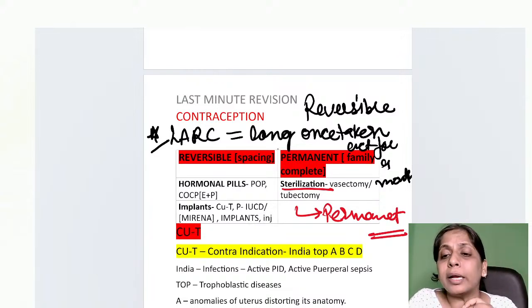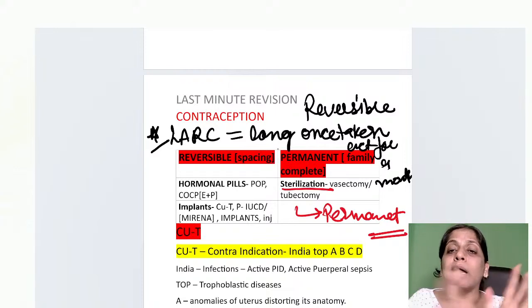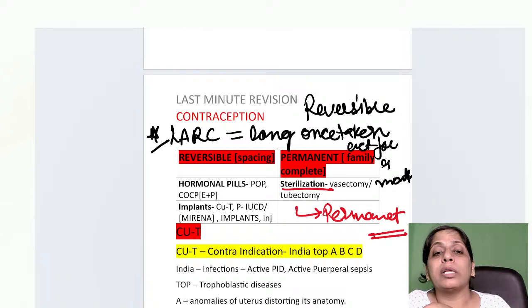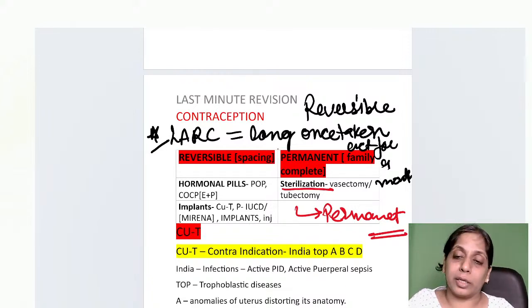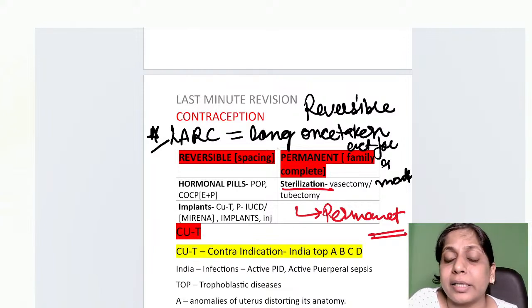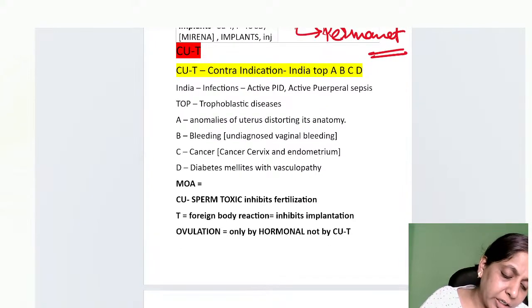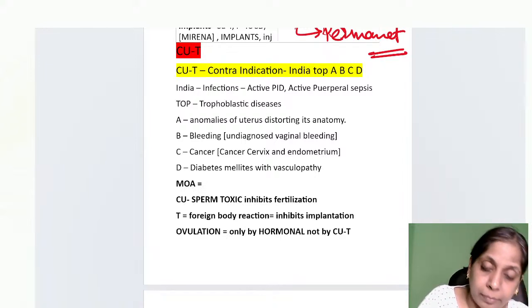That is why sterilization is not included in the LARC. The LARC mainly contains copper T, progesterone implants, and Mirena, all those things. Okay. Copper T contraindication is INDIA's TOP ABCD.